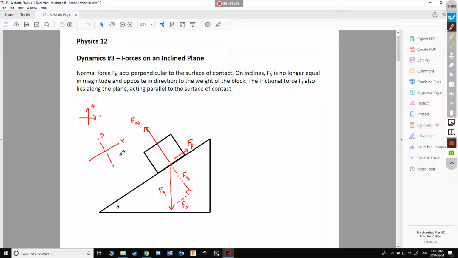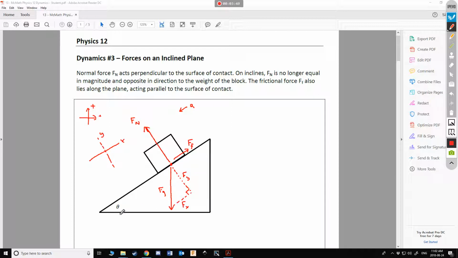By rotating our axes, we're actually simplifying it down because now we can see that Fn is along the y direction. Force of friction is along the x direction. Also, we know our acceleration is going to be going in that direction as well. So if we used our traditional x-y axes, acceleration would have both an x and a y component. But by rotating our axes, acceleration is now clearly seen to be in just the x direction.